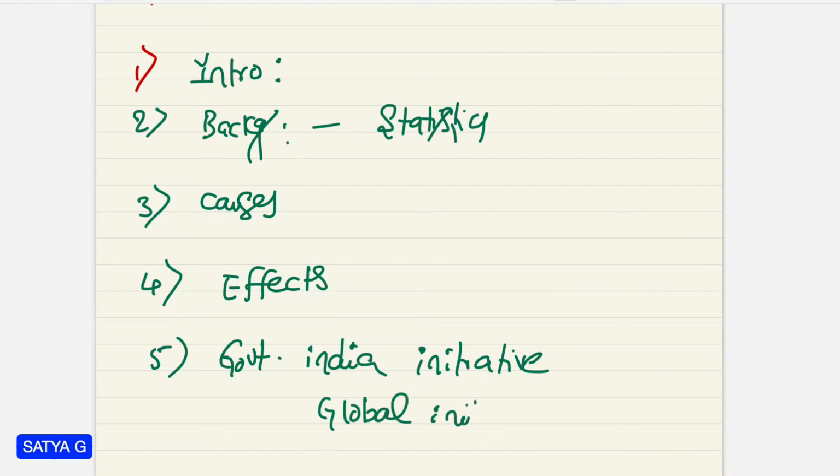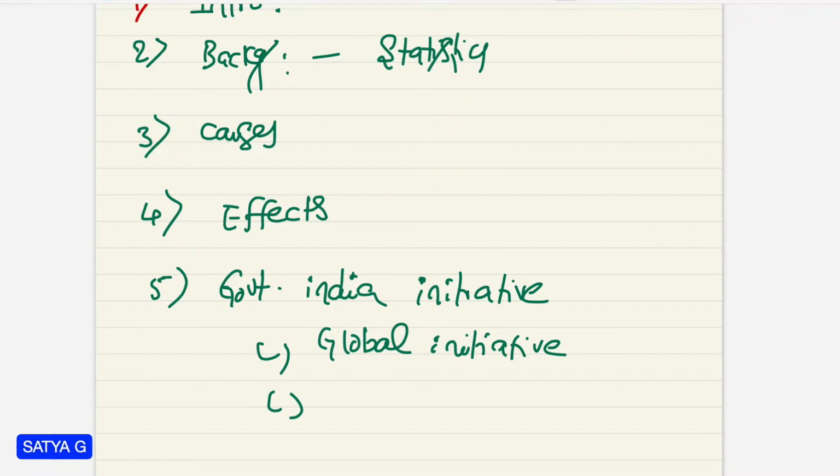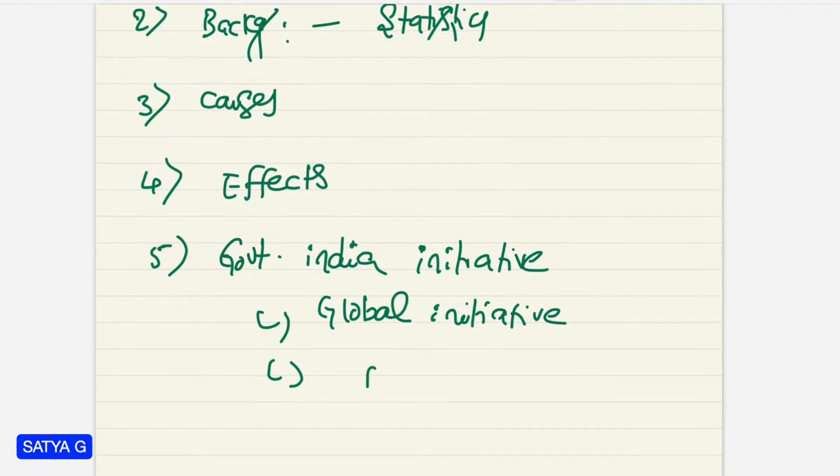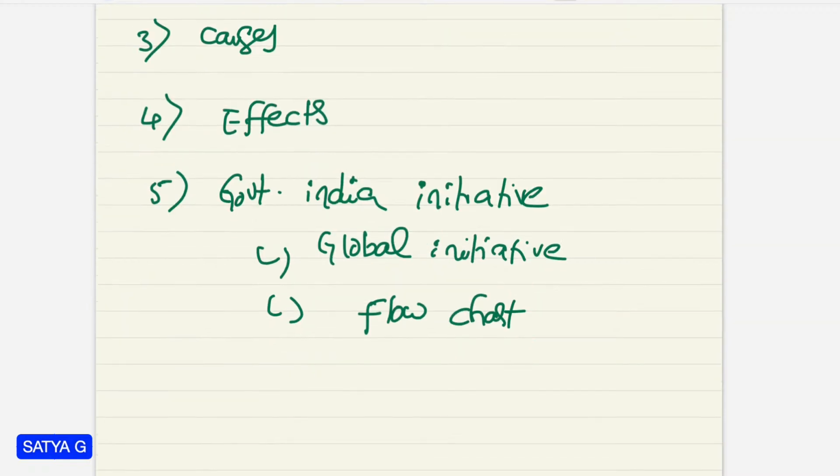So global initiatives, and we will see one flow chart. While writing this type of question, it is not possible to write everything, so we will see the flow chart, how to draw the initiatives. We will go over the views of the aspirant. Finally, the conclusion. So apart from this one, this is the structure.